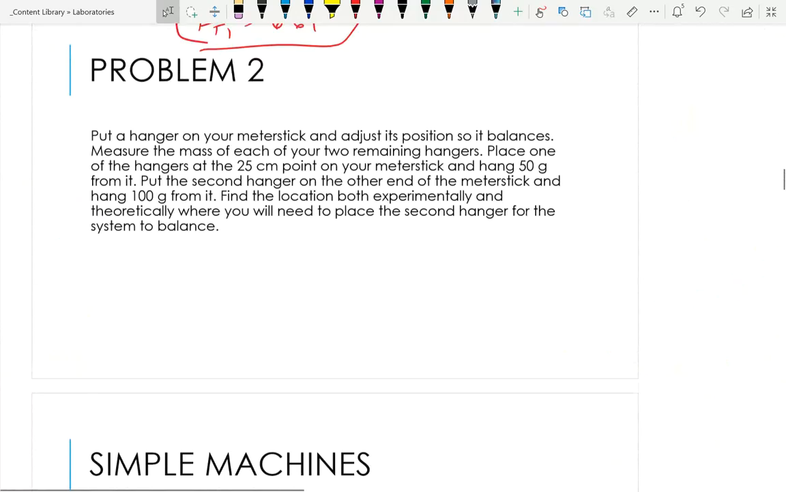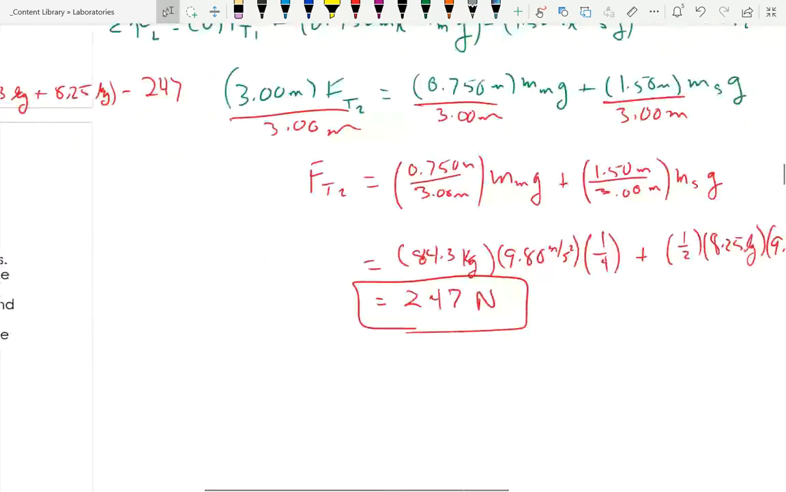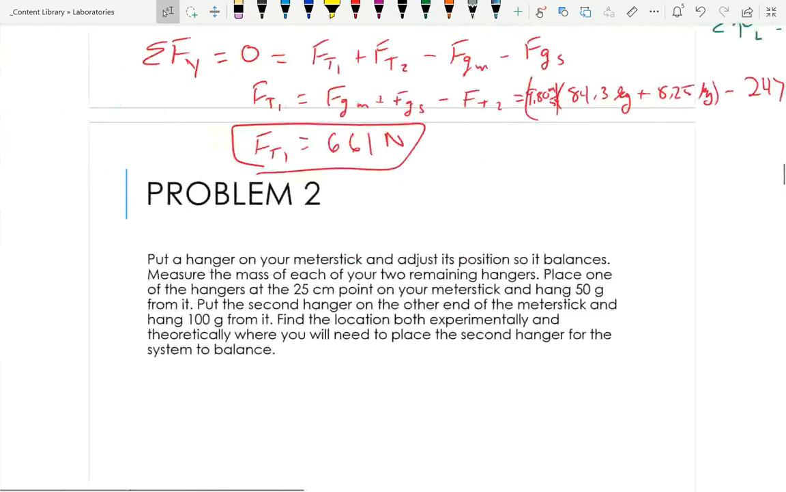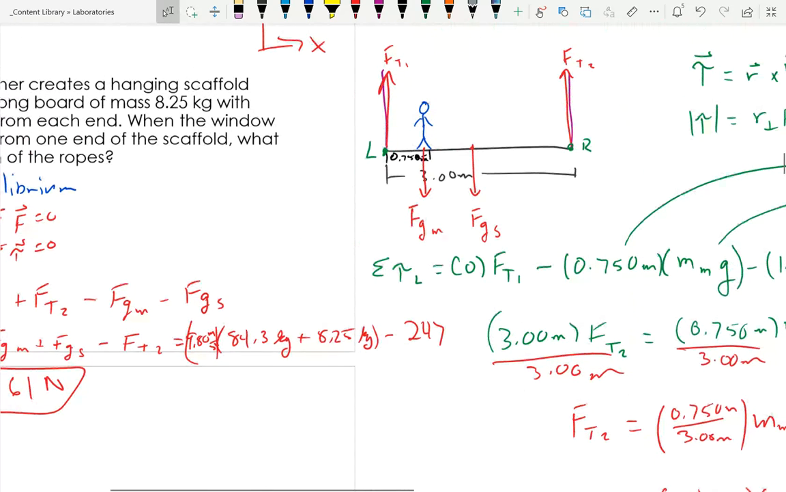Wait, hold on. Where did our 1.5 come from? Because the force of gravity on the scaffolding was acting at the center because it said it was a uniform beam. Okay, so just half of it. Yeah, so that's half of 3.